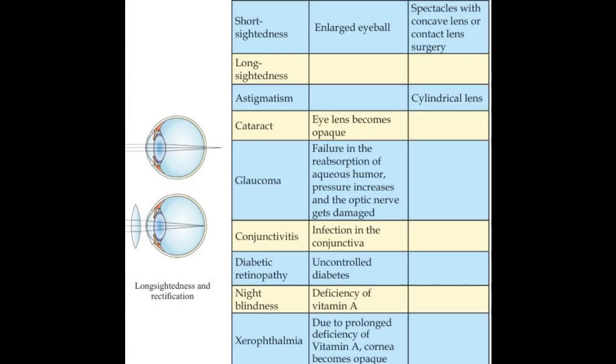Eye diseases and disorders. Short-sightedness: enlarged eyeball; spectacles with concave lens or contact lens, surgery. Long-sightedness, astigmatism, cataract, glaucoma, conjunctivitis, diabetic retinopathy, night blindness, ophthalmia.